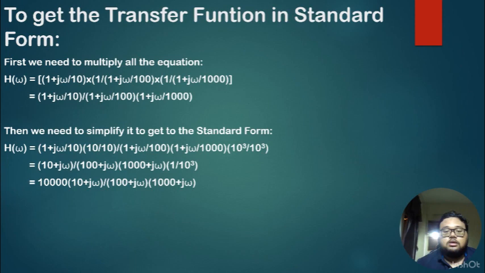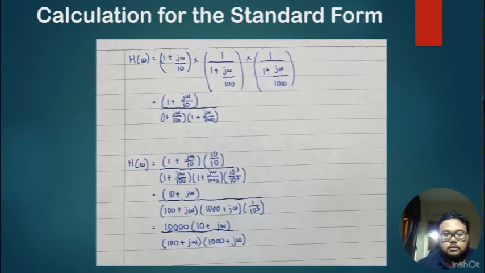Next, to get the transfer function in the standard form, first we need to multiply all the equations that we got here. Then, from this equation, we need to simplify to get into the standard form. If you can understand this from this slide, we show the calculation next. Here is the calculation that I did.